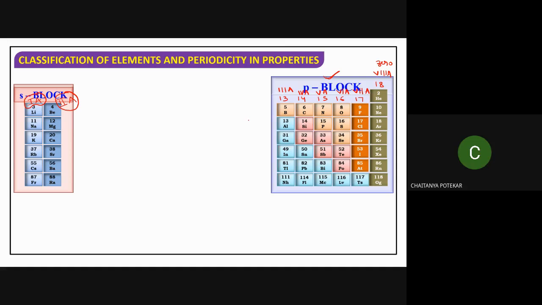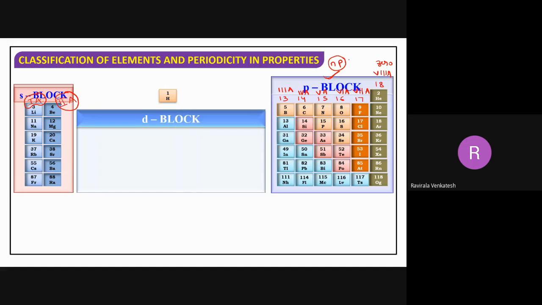Because in the valency electron P, the valence electron is entering which orbital? NP orbital. Remember, NP orbital. Okay, right. Now we move to the D block elements. Hydrogen does not belong to any block. Leave it. Hydrogen belongs to the periodic table, but does not belong to any type of block.